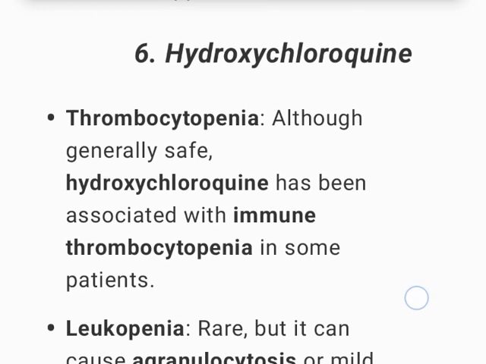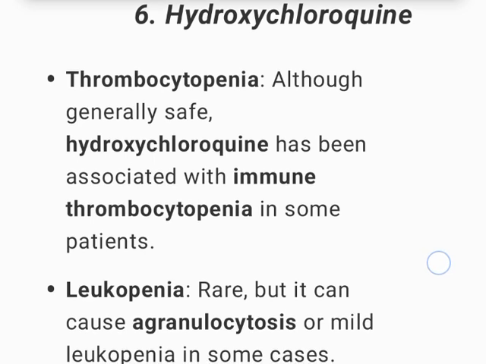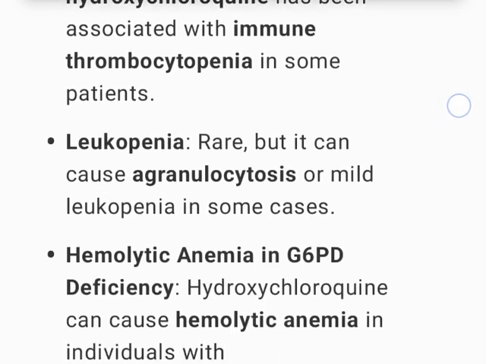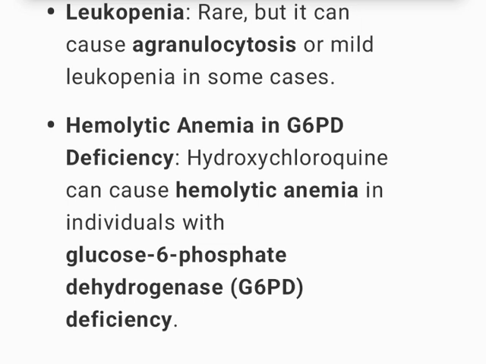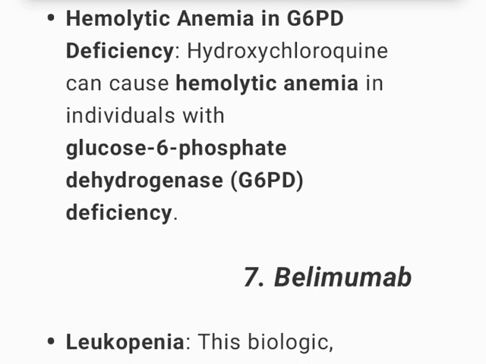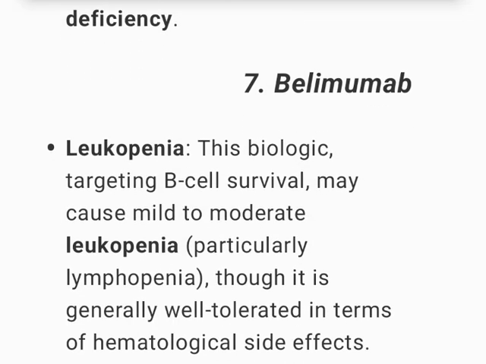Number 6. Hydroxychloroquine, thrombocytopenia. Although generally safe, hydroxychloroquine has been associated with immune thrombocytopenia in some patients. Leukopenia, rare, but it can cause agranulocytosis or mild leukopenia in some cases. Hemolytic anemia in G6PD deficiency. Hydroxychloroquine can cause hemolytic anemia in individuals with glucose-6-phosphate dehydrogenase (G6PD) deficiency.